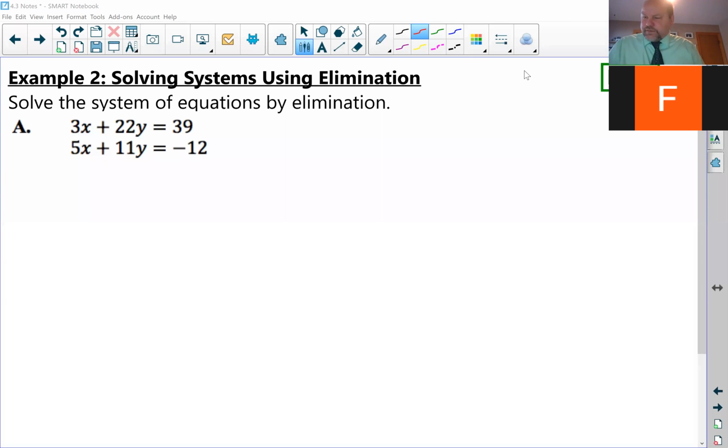All right, next example. 3x plus 22y equals 39. 5x plus 11y equals -12.